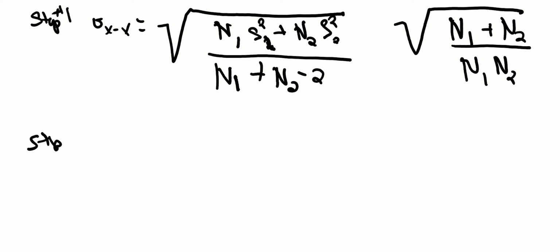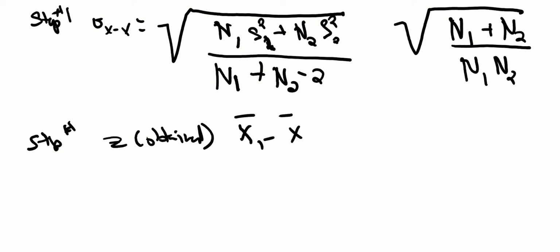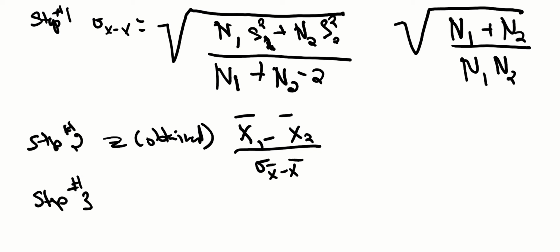And step number two is that we'll just plug this into our z-obtained formula, which is sample mean number one minus sample mean number two divided by the pooled standard error. But there's an additional step here, and this is step number three, because this is a small sample. Since it's a small sample, step number three requires us to find degrees of freedom. For this case, degrees of freedom is simply sample size number one plus sample size number two minus two, right?